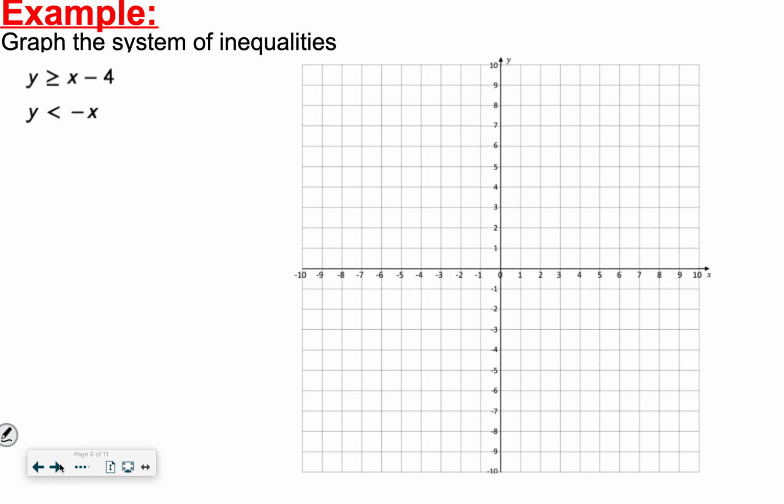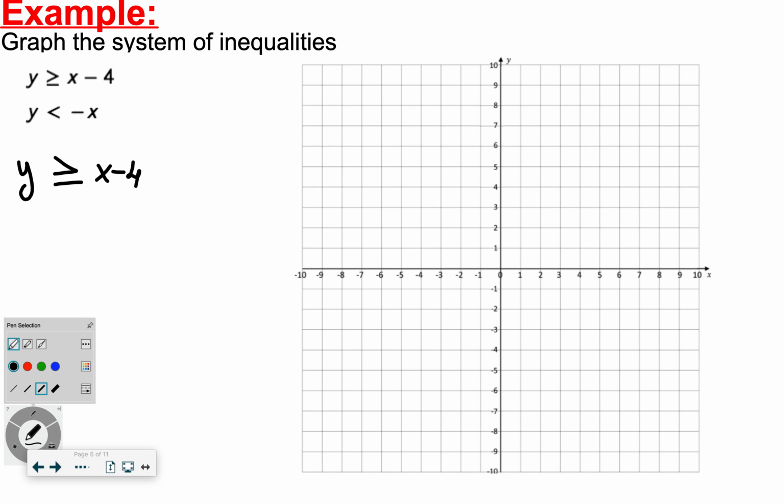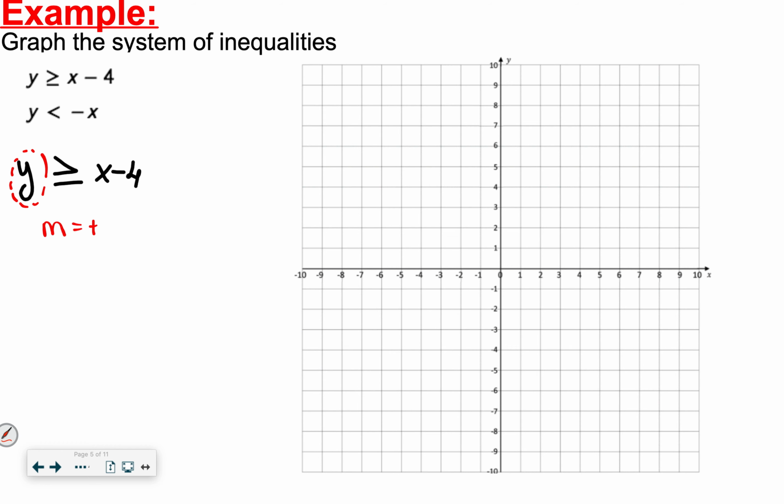Graph the system of inequalities. So we are going to draw it. Y is greater than or equal to x minus 4. Remember the first step. Step 1 was you need to isolate the y variable. It's already isolated. That's why I can draw it. Slope is positive 1. Y-intercept is negative 4. You can describe the y-intercept as (0, -4).